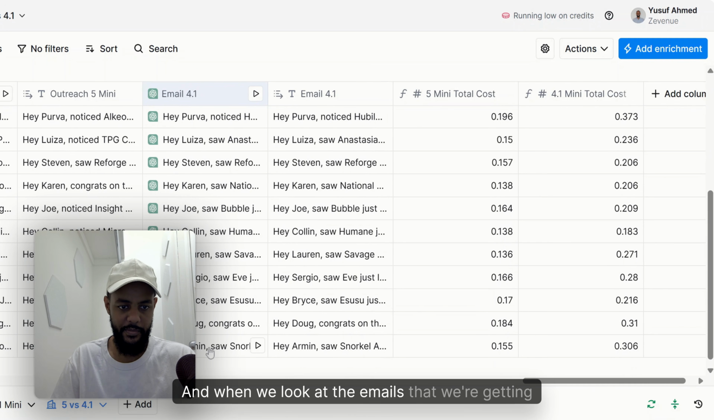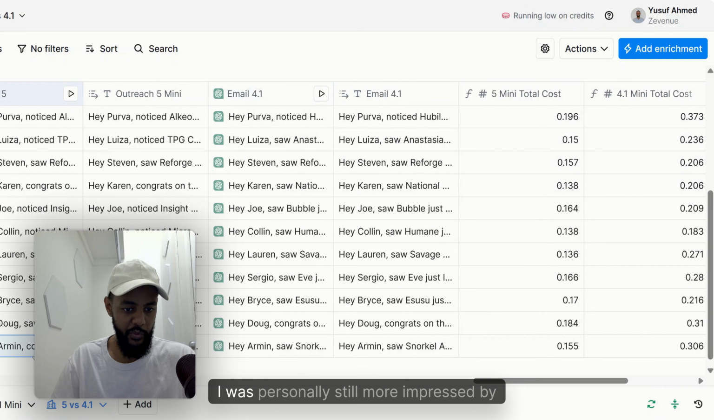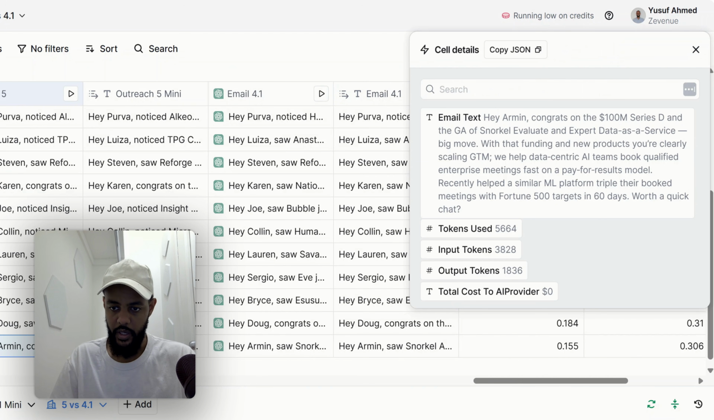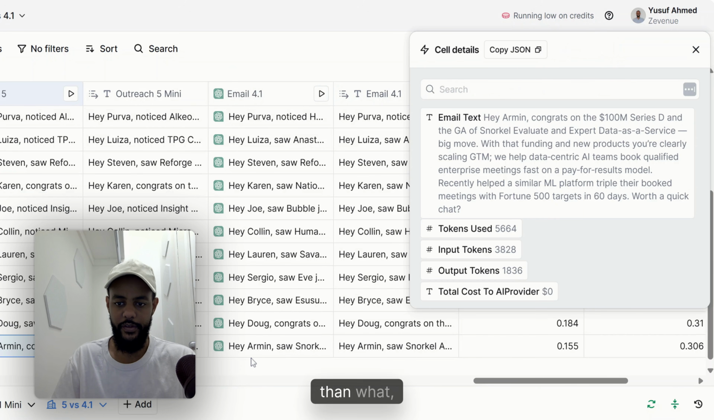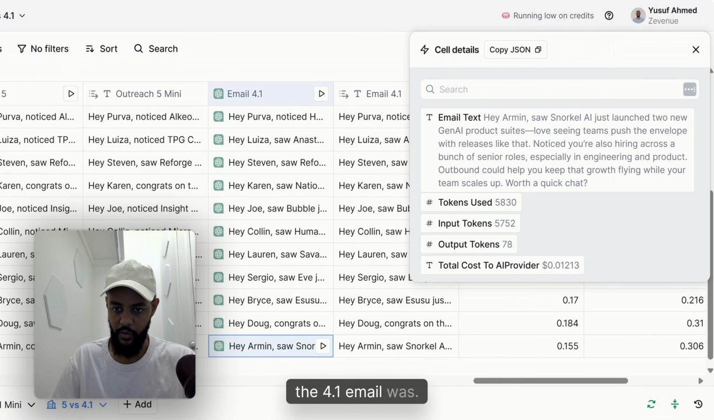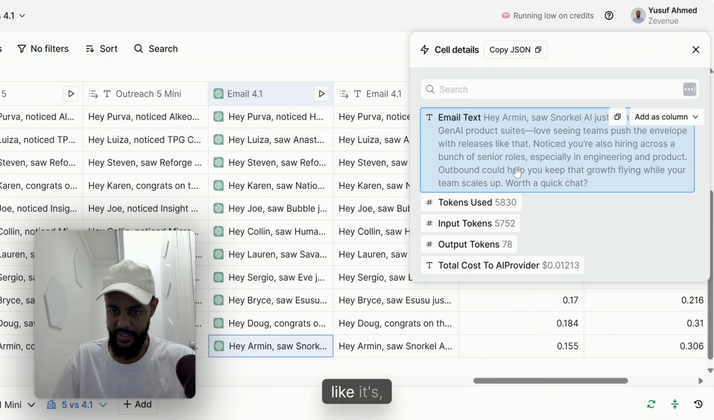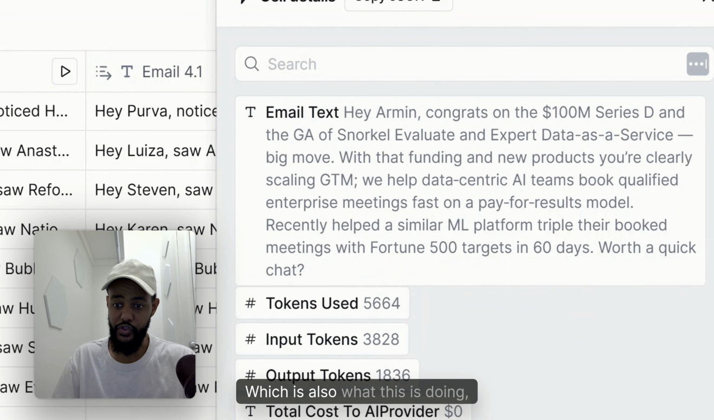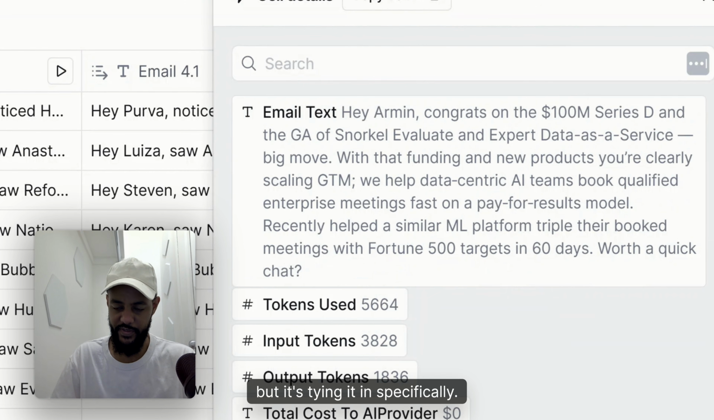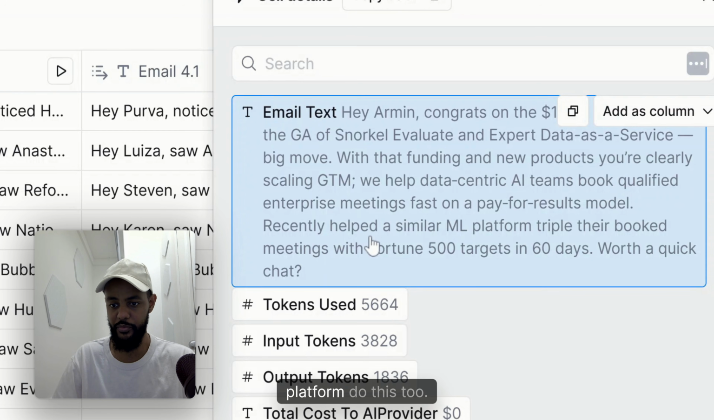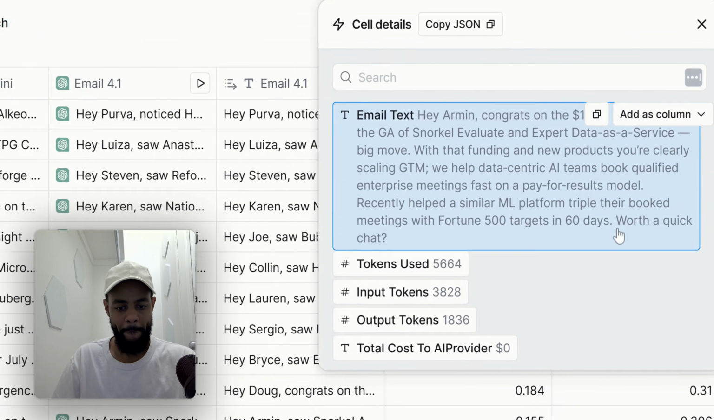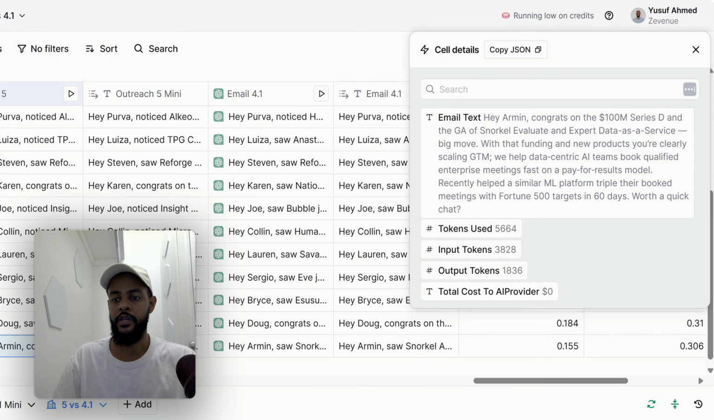And when we look at the emails that we're getting as a result, I was personally still more impressed by the research that GPT-5 was able to incorporate into the email than what the 4.1 email was. When I read this, it's saying, okay, you're growing, let's help you, which is also what this is doing, but it's tying it in specifically, right? We help your specific types of teams do this, and we also help the similar ML platform do this too. I like that. Anyways, these are the conclusions.